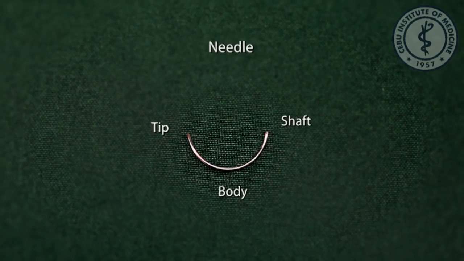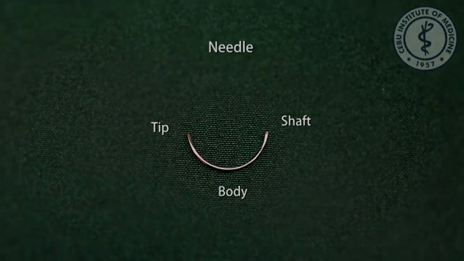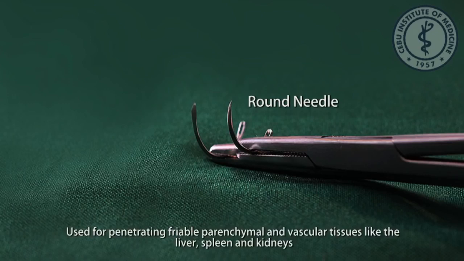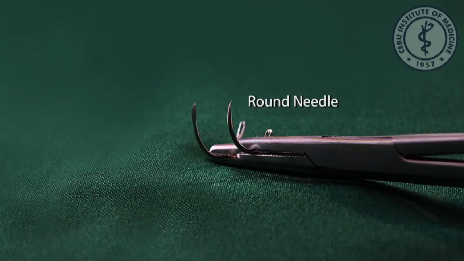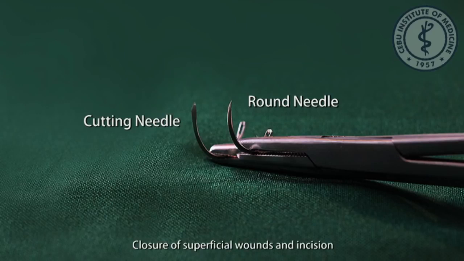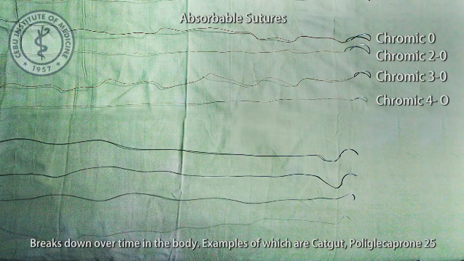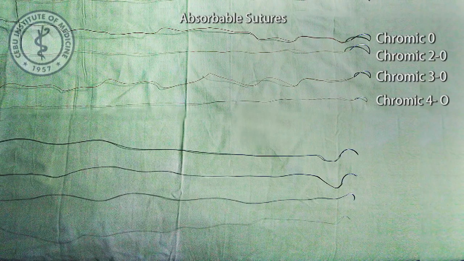Needle: shaft, body, tip. Round needle, used for penetrating friable parenchymal and vascular tissues like the liver, spleen, and kidneys. Cutting needle, for closure of superficial wounds and incisions. Suture. Absorbable sutures break down over time in the body, examples of which are catgut and polyglecaprone 25.